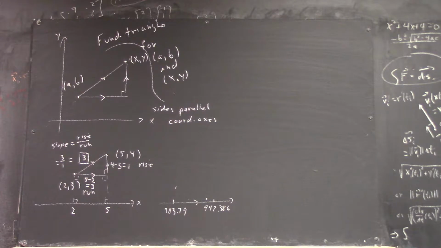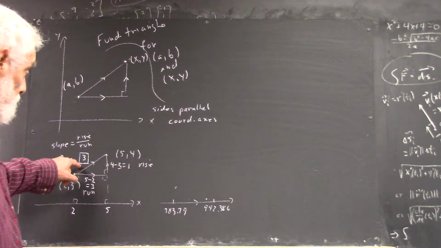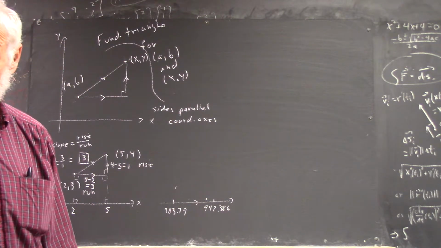That's going to be a convention we use. It's just in this class. Don't try to do that out in polite society. Nobody will know what you're talking about. But in this class, we're going to put a box around that and indicate that it's the slope.